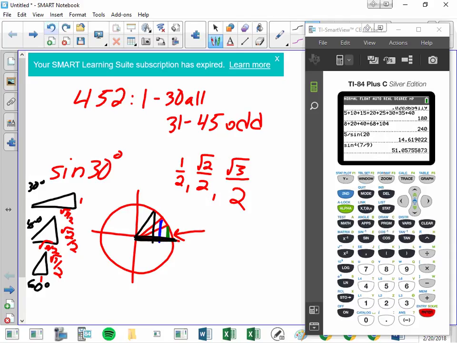Okay. If I did the cosine of 45, how big is that length right there? Root 2 over 2. If I did the sine of 60 degrees, how big is this length right there? Root 3 over 2. Is that kind of coming back to you? So sine of theta is the y value, and cosine of theta is the x value.